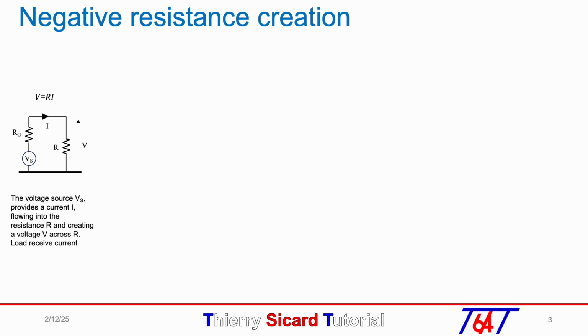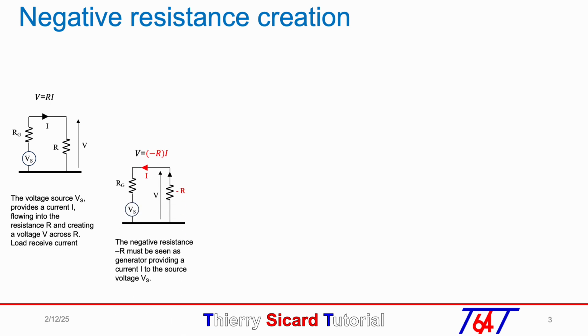By definition, a negative resistance minus R with the same voltage V across it will have the current flowing to the source voltage Vs, see the red arrow. It means that to get the same voltage V, if R is negative, the current is in the opposite direction. But we can also use the black current direction I, so the voltage V will be equal to minus R times minus I, because minus I is in the opposite direction of black I.